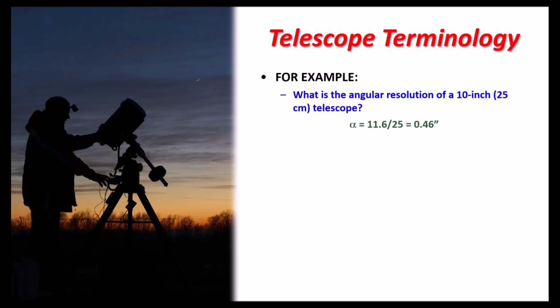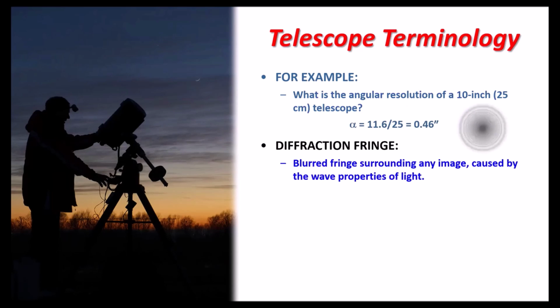Why can't it do better? How come you just can't use as much magnification as you want? And the answer is something known as the diffraction fringe. So the diffraction fringe is the blurred fringe that surrounds any image, and it's caused by the wave properties of light itself.